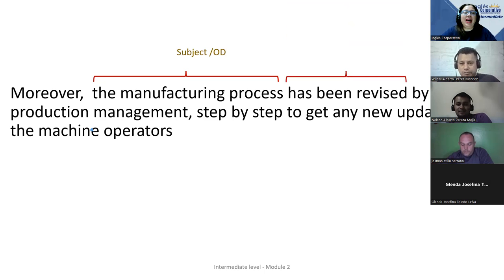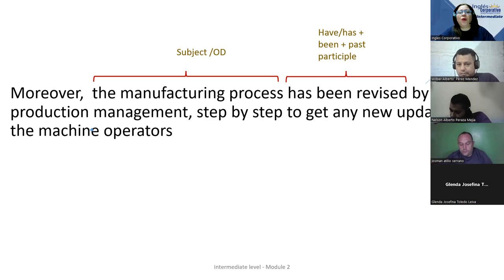Then we have has been revised. So it means that if I have the verb be in the past participle form followed by the main verb of the sentence, then it's the passive voice, right? Then I have the doer. So the doer is going to be my new subject if I want to say this in the active voice. Let's transform this into the active voice.